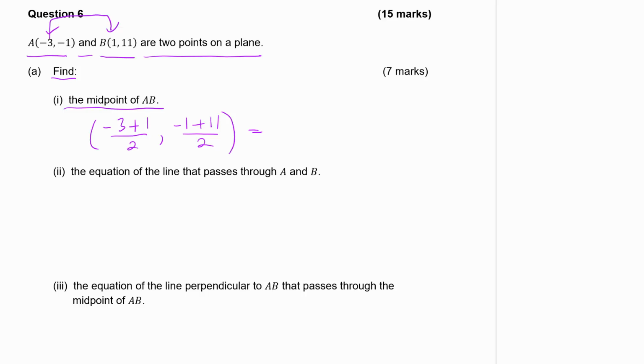So -3 add 1 is -2. Divide that by 2 is -1. -1 add 11 is 10. Divide by 2 is 5.